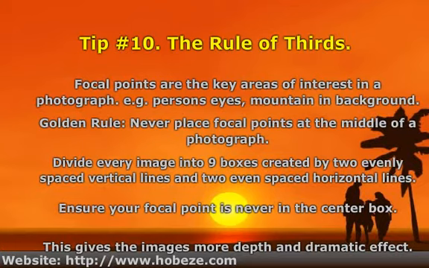This rule of thirds is very useful for all types of images. For example, for sunset images, use the horizontal top line to position the sun, and thus ensure the foreground accounts for 2/3 of the shot. This gives the images more depth and dramatic effect.